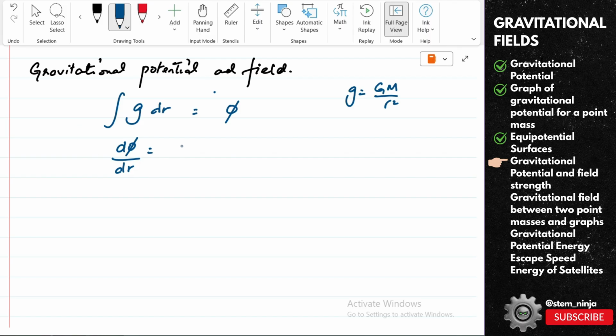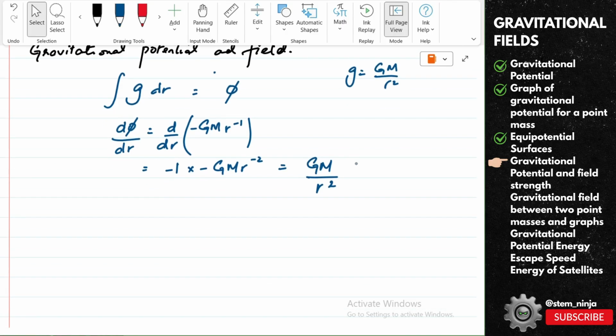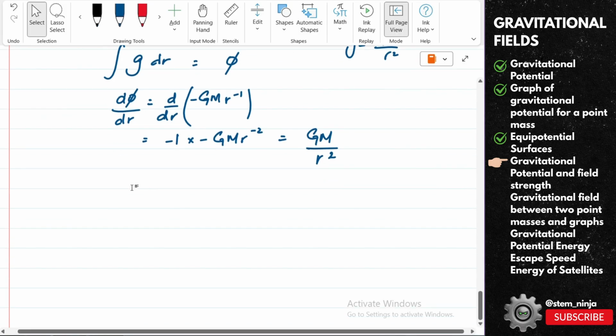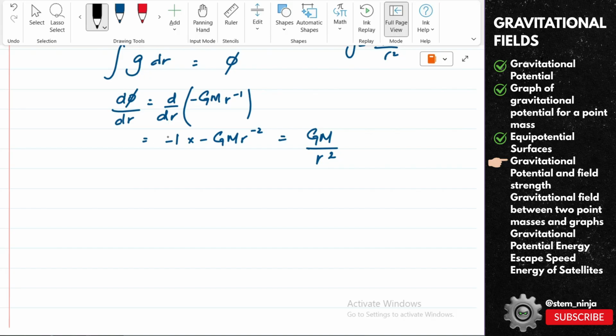So when we take this, for example, you have d by dr of minus GM over r, let's call it minus 1. So when you differentiate this, the minus 1 comes down, so minus 1 times minus GM, and the power on the r becomes minus 2. So this becomes just simply GM over r squared. If you notice, this is the form for gravitational field strength. The magnitudes are matching. However, one thing is missing over here, and what is missing is the direction component. The direction component is very important.